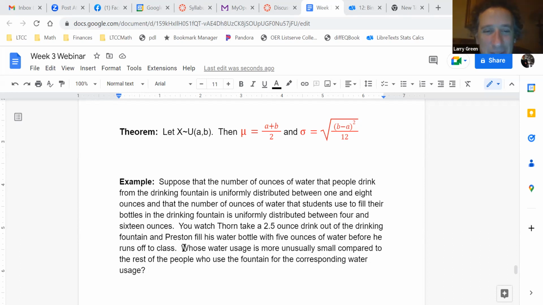Okay. Whose water usage is more unusually small compared to the rest of the people who use the fountain for the corresponding water usage? So if you want to find out how unusual something is, what do we need to do? The hint is this came in chapter 2. What do we need to find? What's a measure of how unusual something is?